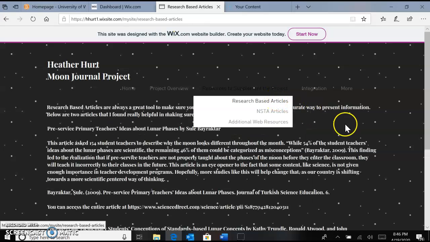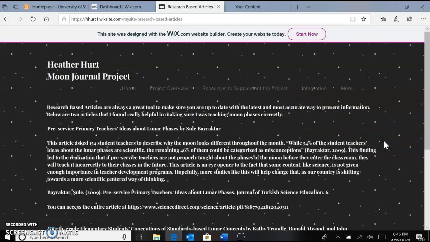So for the research-based articles, the first one I found was pre-service primary teachers' ideas about lunar phases. And again, what this article did was it talked to 154 student teachers, and they were just basically asked, why does the moon look different throughout the month? And only 54% of the student teachers knew the actual scientific reasons behind the lunar phases, and that blew my mind because that means that over half of these adults who are getting ready to start their teaching career do not even understand the basics of our moon and yet are going to be responsible for teaching it.